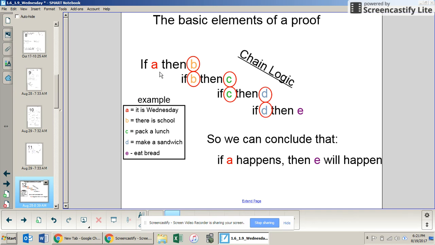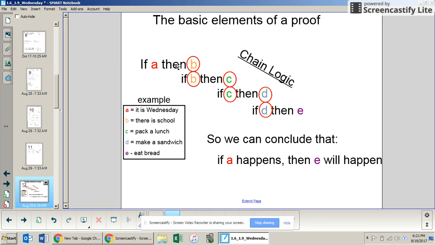So for example, if part A is a statement that it is Wednesday, and B, there is school, C, pack a lunch, D, make a sandwich, and E, eat bread, then this chain of logic might read, if it is Wednesday, then there is school. If there is school, then I will pack a lunch. If I pack a lunch, then I will make a sandwich. And if I make a sandwich, I will eat bread.